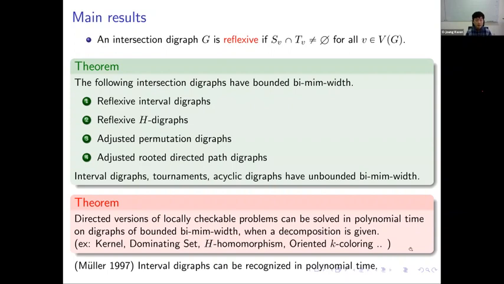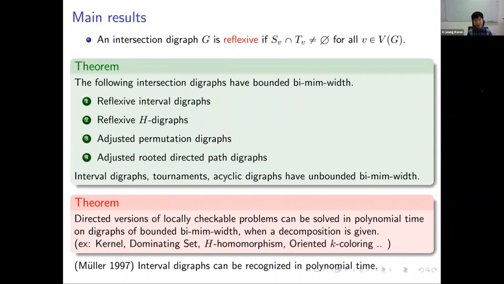I would like to mention that for this algorithmic theorem, the second theorem, we need the decomposition as an input. But for interval digraphs, Müller has a recognition algorithm, so we can use it to recognize them, and when it is an interval digraph, we can output the representation, and then simply translate it to the decomposition.